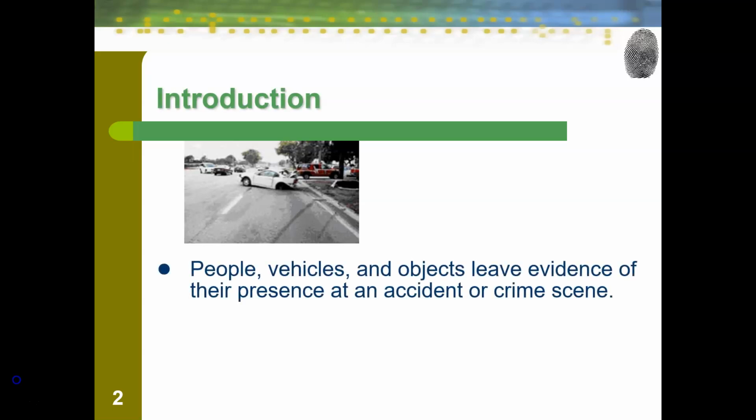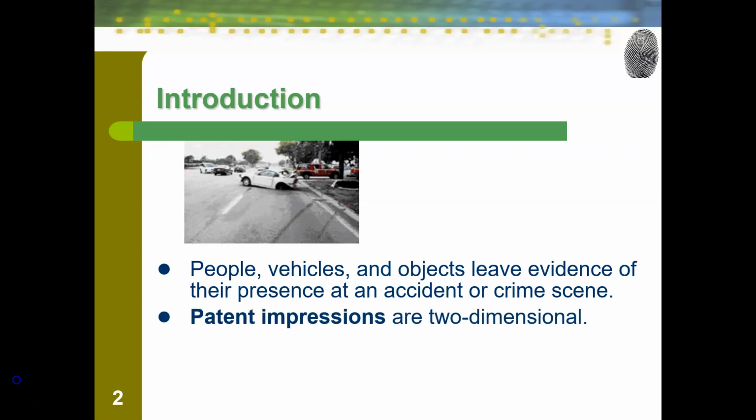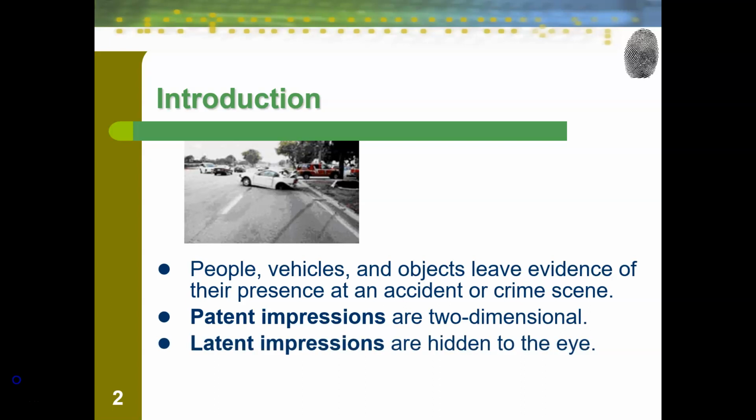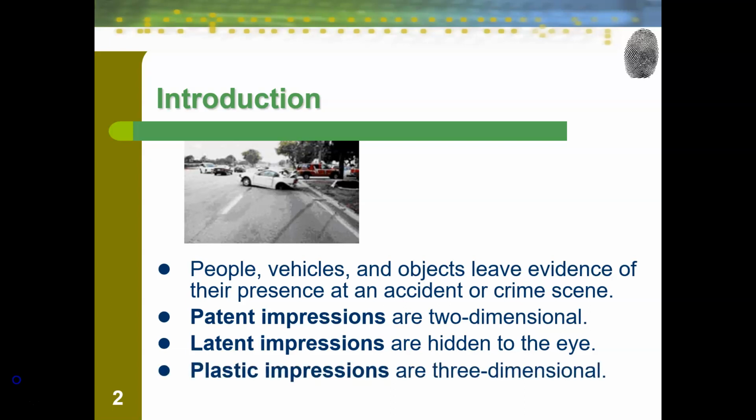So people, vehicles, and objects leave evidence of their presence at accidents and crime scenes all the time. That often takes place in the form of impressions, where we have three different types. The first being patent impressions, which are two-dimensional, but are visible. Not to be confused with latent impressions, which are also two-dimensional, but are invisible to the naked eye. We're going to have to do something to make them visible. And then we have plastic impressions, which are three-dimensional, so they are made in some sort of soft surface, like a tire mark in mud.